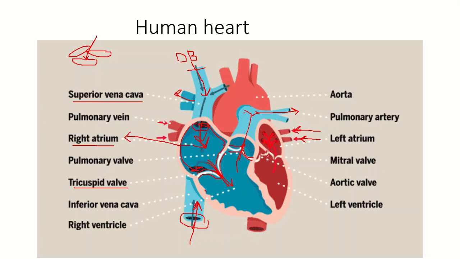And here you can again see that two valves are present. It means these valves will perform the same function as the tricuspid valve, but here we call them bicuspid. Why is this called bicuspid? Because it only contains two flaps. Here the flaps are three, and here the flaps are two.